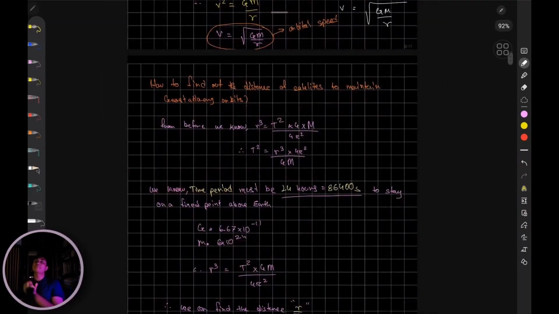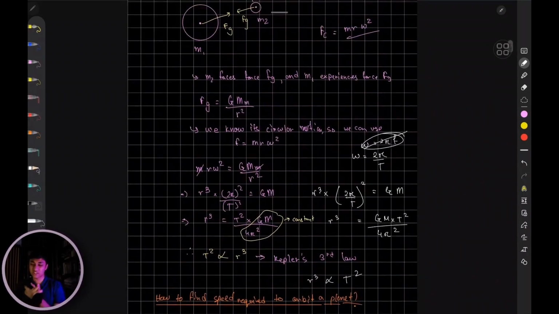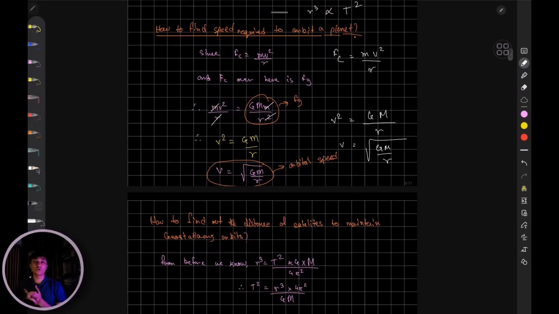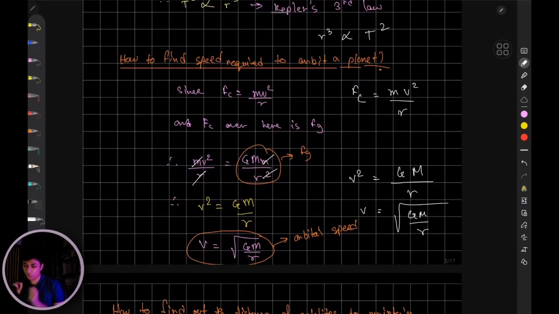Okay, so up till now, we understood Kepler's third law, the proportionality of radius, that is separation, and time period. We also understood how to find the speed of any planet, any object that is orbiting around Earth. And we understood that mass is not a factor over there. The radius is going to determine at what pace, at what velocity an object is going to move around. So for this video, that is going to be it.